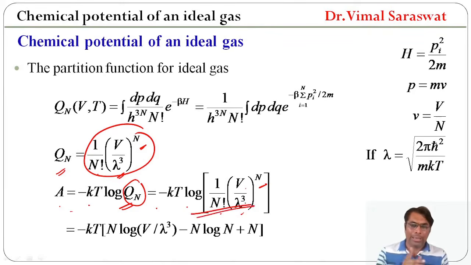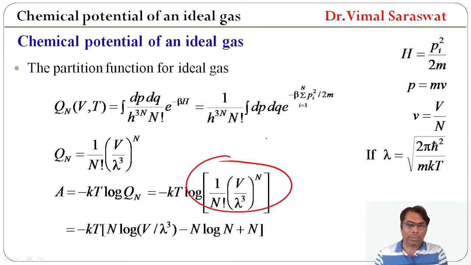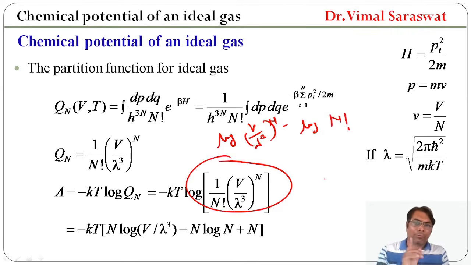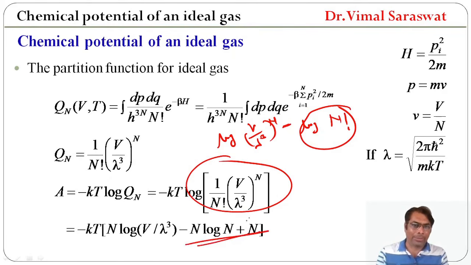Now, we open it, so A equals minus kT [N log v upon lambda cubed minus N log N plus N], because if we open this log, then by using log m upon n equals log m minus log n, this will be log v by lambda cubed whole power N minus log of factorial N, and from the Stirling approximation log of factorial N will be N log N minus N, and since here is a negative sign, this will be minus N log N plus N, and this will be from log m raised to n equals n log m. So this is equal to N log v upon lambda cubed.